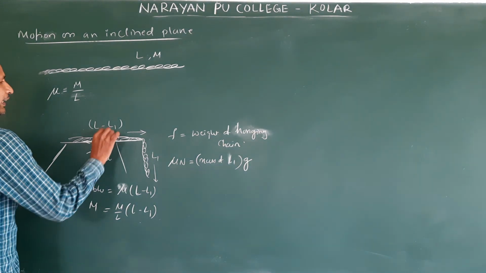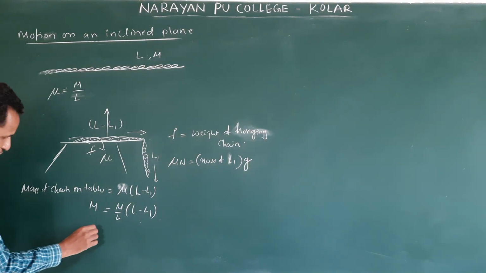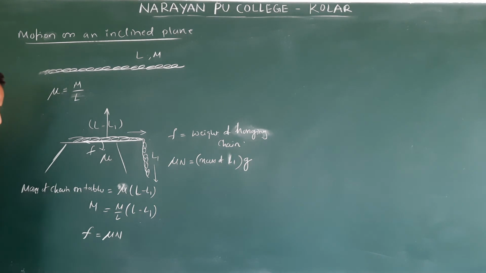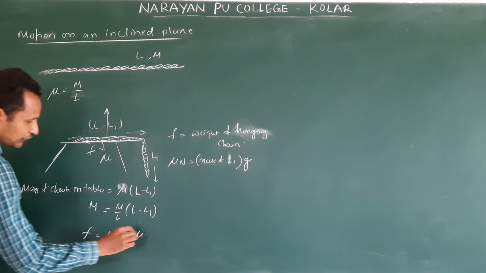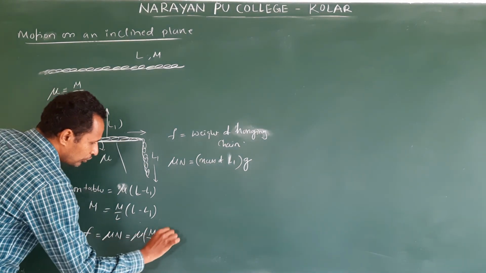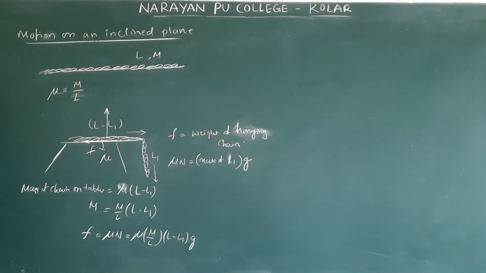Clear? So normal reaction acts upwards, weight acts downwards. Then the frictional force, how do you write? F is equal to mu into N. And N is what? The weight of this chain, that is M by L into L minus L1 into g. Understand? Yes. That is over.